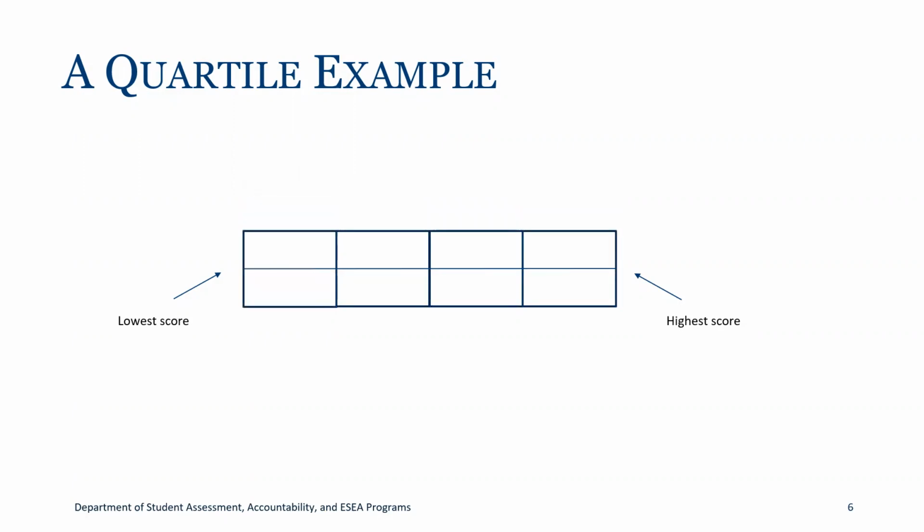There is the lowest score range, the lowest 25%, a middle score range, which is 50% of the scores, and the highest score range, which is the highest scores, the top 25% across the state on this test.